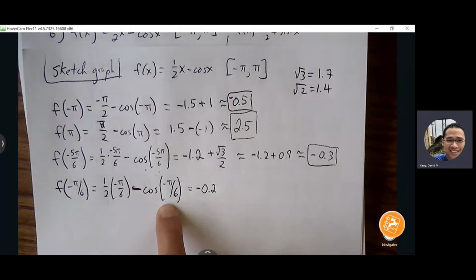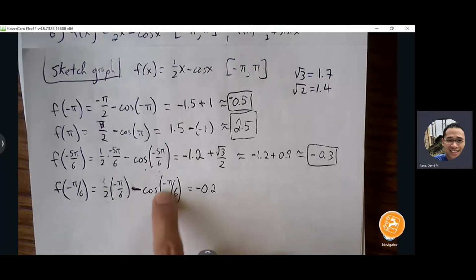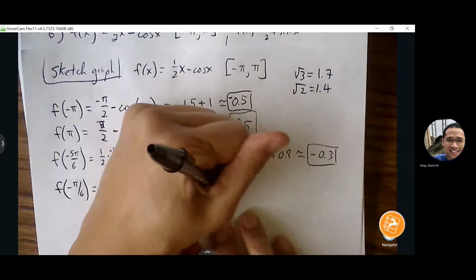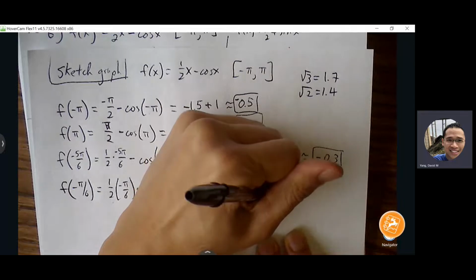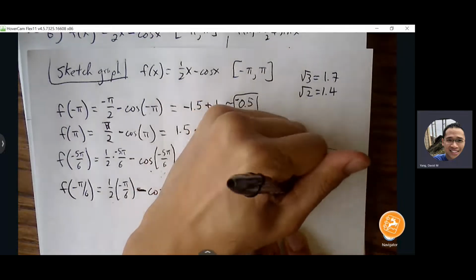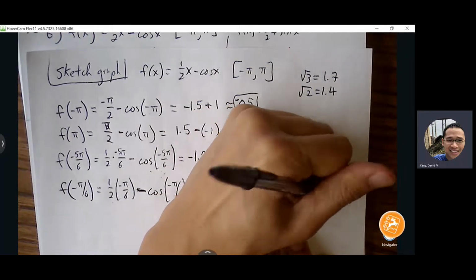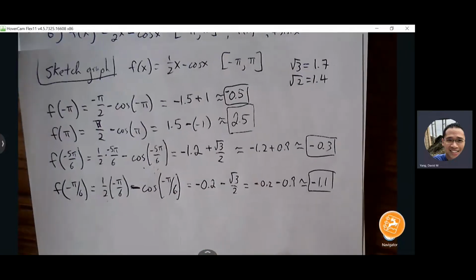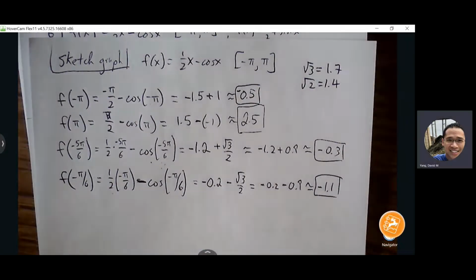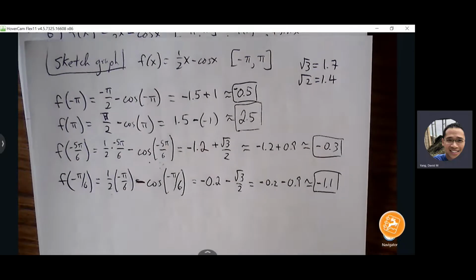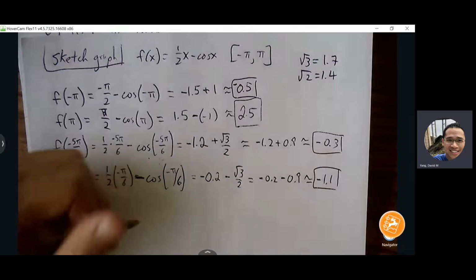Cosine of negative pi over 6, that's the same thing as cosine of 5 pi over 3. We know this is positive root 3 over 2, with a negative in front, minus root 3 over 2. So negative 0.2 minus 0.9, so it's around negative 1.1-ish. Okay, so this should be enough for us to have a general, broad-strokes idea of our graph. So here's our sketch.